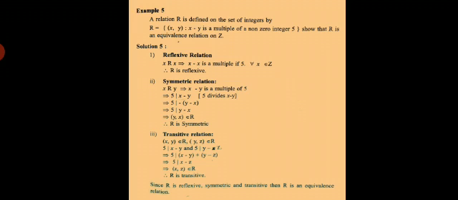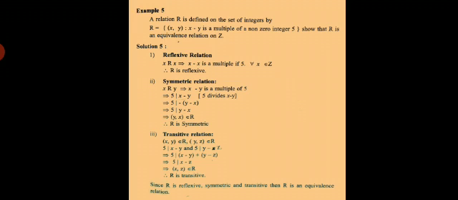Since they have asked us to show that it is an equivalence relation, it has to satisfy the three conditions, that is reflexive, symmetric and transitive. Given here is, in the condition R, x minus y is a multiple of the non-zero integer 5. Since in a reflexive relation the domain and range must be the same, x minus x is a multiple of 5 for all x belonging to integers.